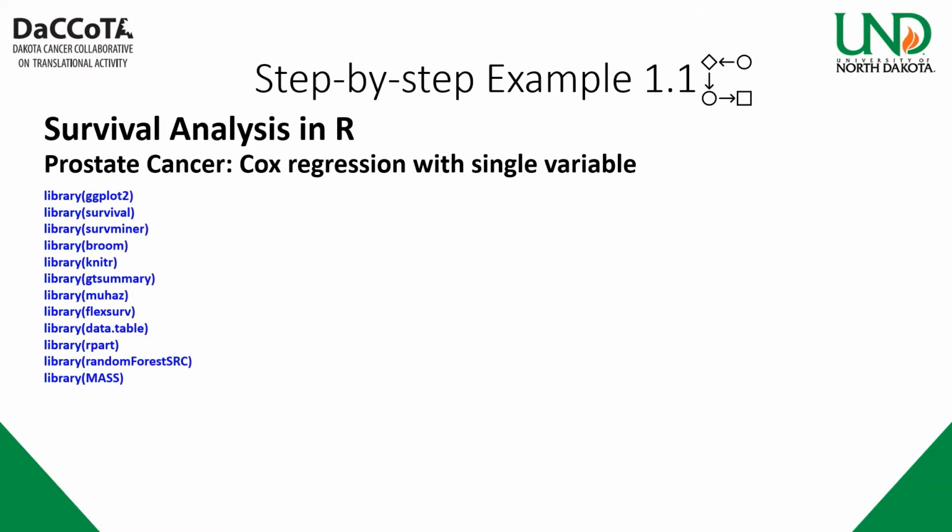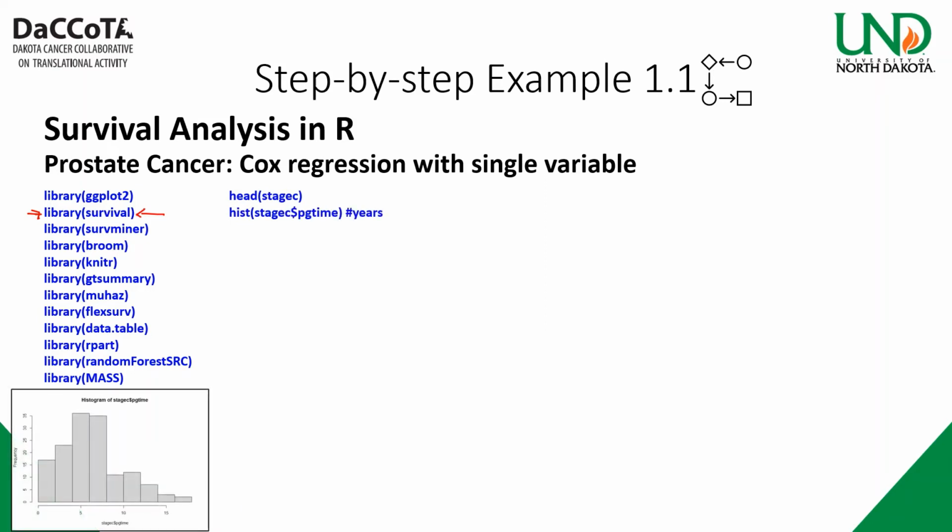So prerequisitely, we need to load a bunch of data sets, the most important one being survival again. And we'll look at the head, but we won't need to show that here just for time constraints. We'll look at the PG time, that's our time variable in years. It's a relatively normally distributed table. These are our statuses. So 92 had no event and 54 had an event.